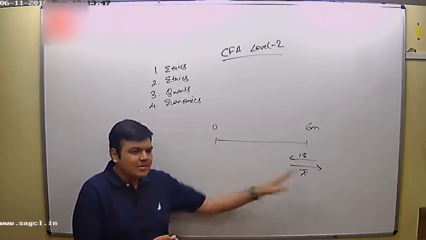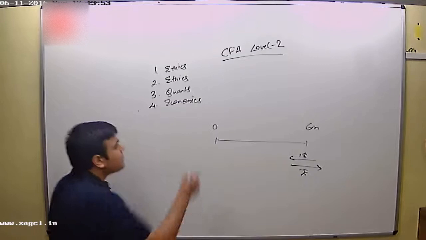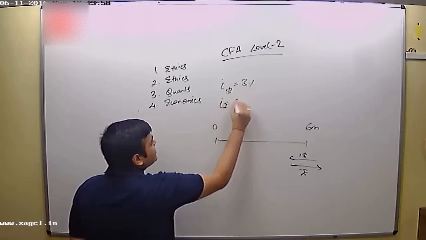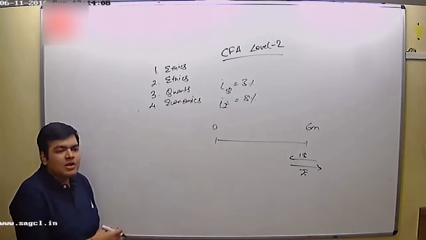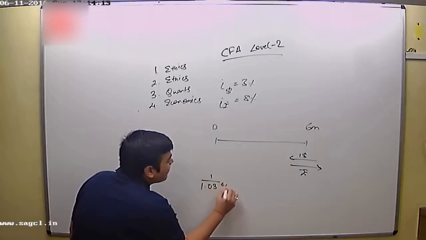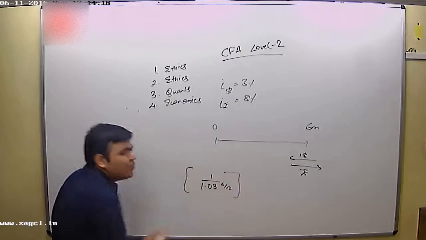It's very simple. Say for example, the dollar interest rate is equal to 3%, the rupee interest rate is equal to 8%. Let's just do a simple logic. If I need $1 at 6 months, if I invest the present value of $1 in the bank today, won't I have $1 at 6 months? So I will have to invest how much today? 1 by 1.03 to the power 6 by 12. If I invest this much dollar today, I will have $1 in my pocket at the end of the period.